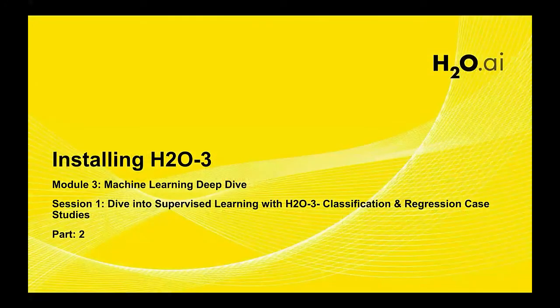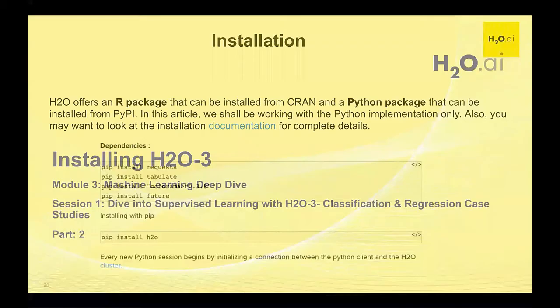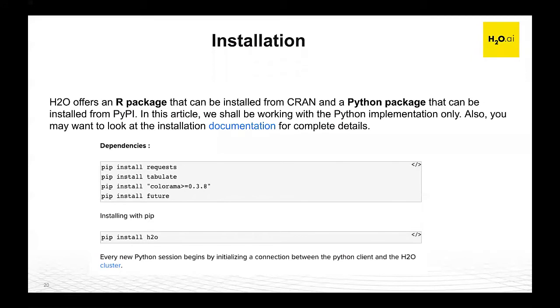Okay, so now we have some idea about H2O-3. Let's see how we can install it on our own systems so that we can get started. The installation process is very, very seamless. H2O has an R package that you can install from CRAN, and also has a Python package that you can install from the Python package installer. So you can just install the following dependencies and then just write pip install h2o for the Python package.